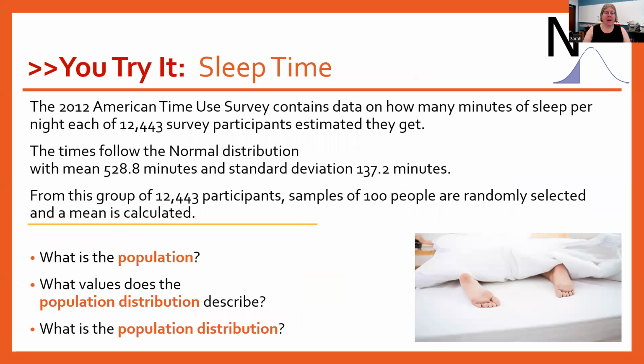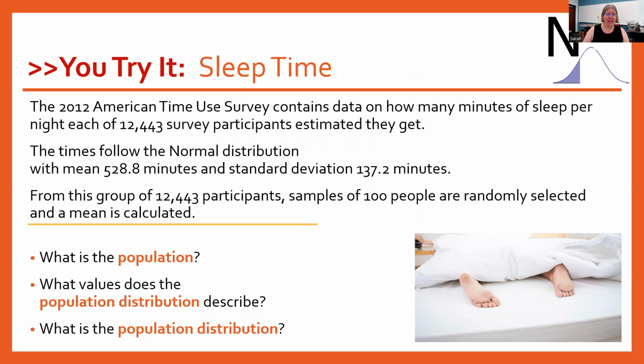The 2012 American Time Use Survey contains data on how many minutes of sleep per night each of 12,443 survey participants estimated they got. The times follow a normal distribution with a mean of 528.8 minutes and a standard deviation of 137.2. From this group of 12,443 participants, samples of 100 people are randomly selected and a mean is calculated.